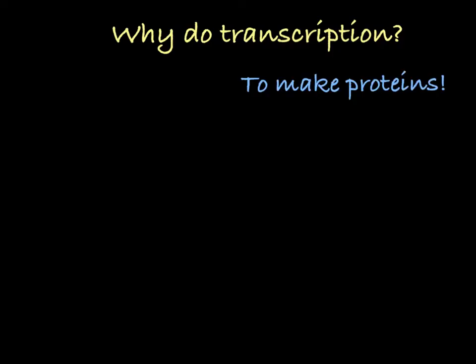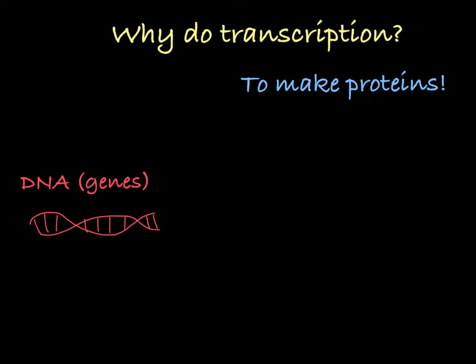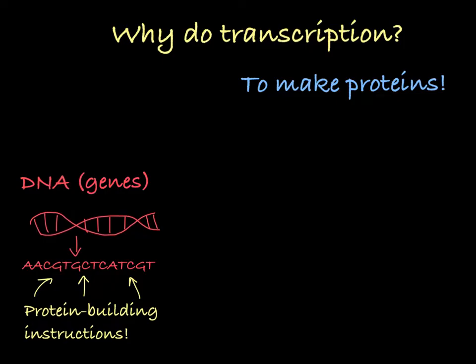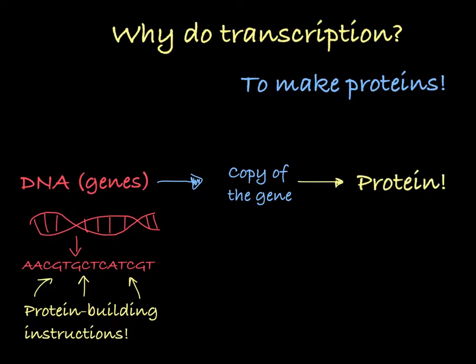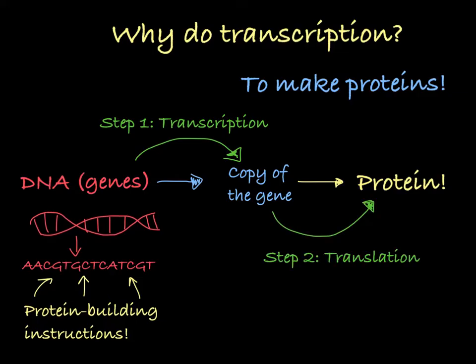Your DNA contains genes, and these genes have in their sequence of nucleotides the instructions for building a protein. There are two major steps for being able to use this information in your DNA to build a protein. First, you must make a copy of the information stored in the DNA, and then you must read that copy and build the protein. The first step, the production of a copy of the gene, is called transcription. The second step, the reading of this copy to build a protein, is called translation. So we're going to focus on transcription.